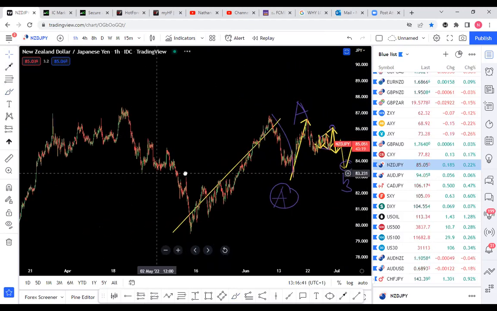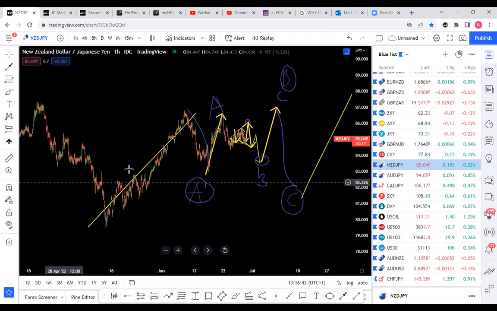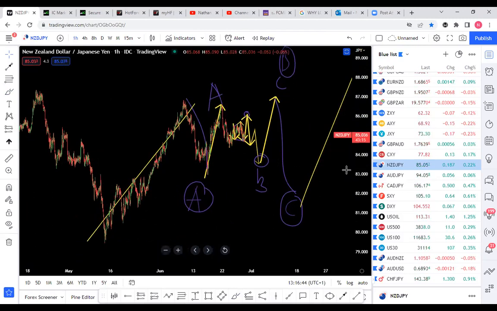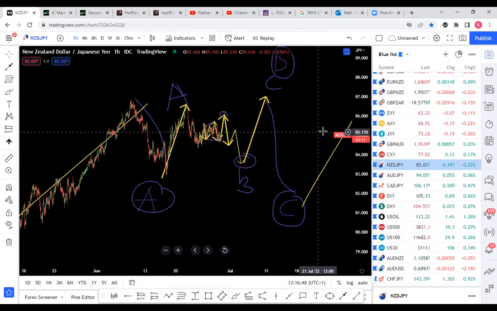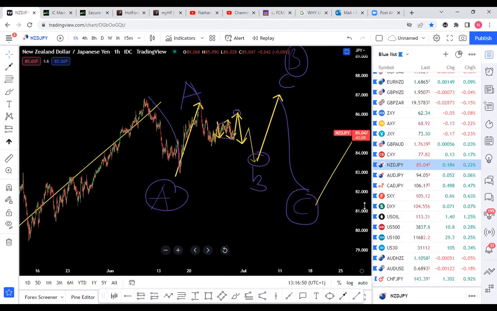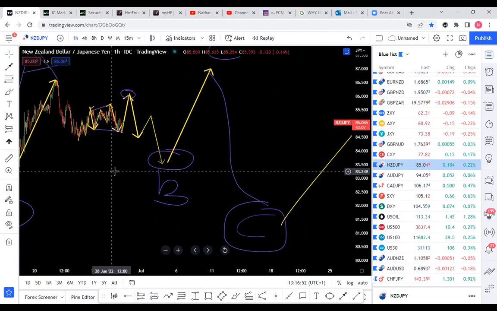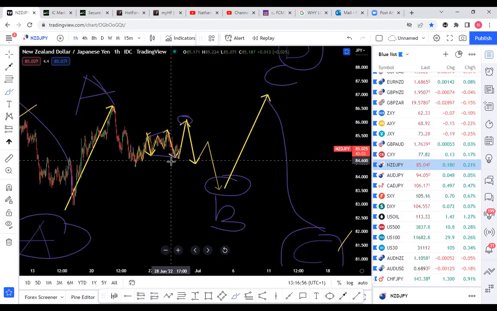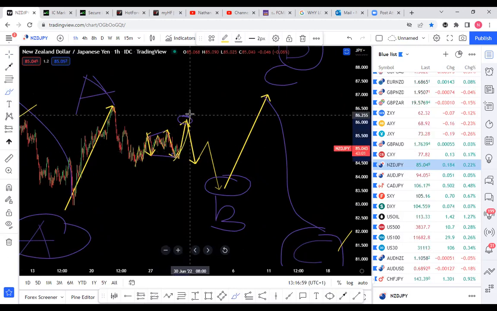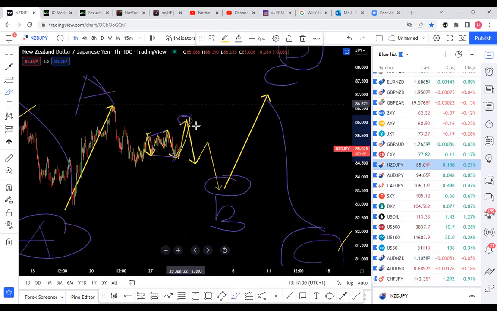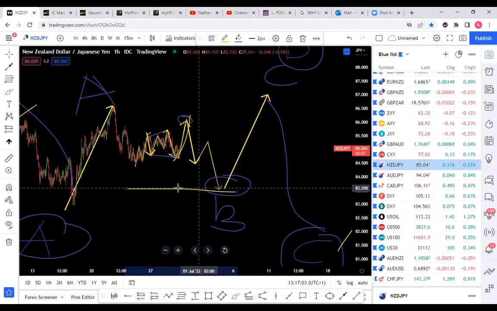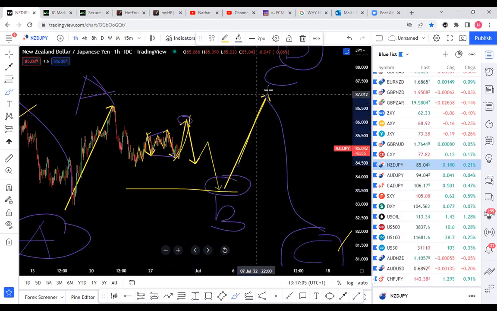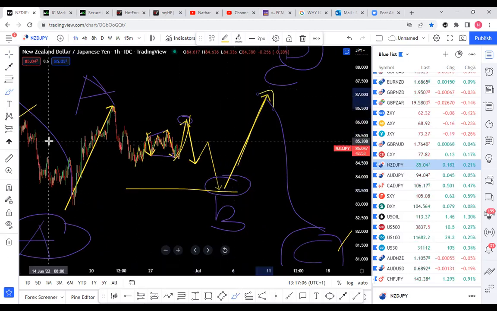Simple, guys. This is the forecast that I'm seeing in NZD-JPY, but you must take it one piece at a time. One piece at a time. How do you take it one piece at a time? You must wait to see this go up, reach this level. Look for a sell opportunity to the downside, reach this level. Look for a buy opportunity to the upside, go this way. That's how you take it one piece at a time.